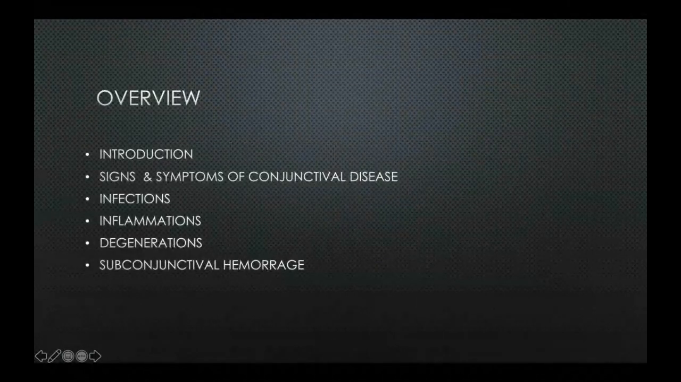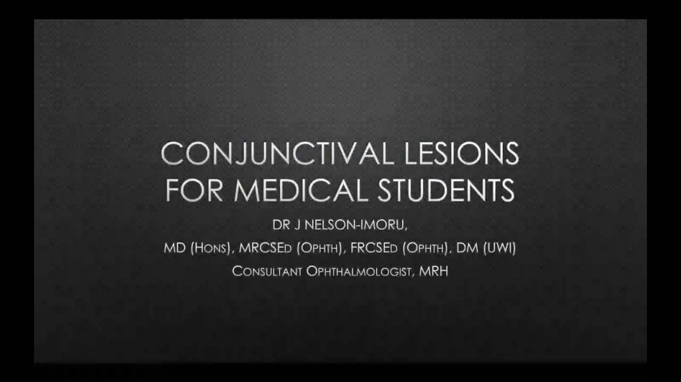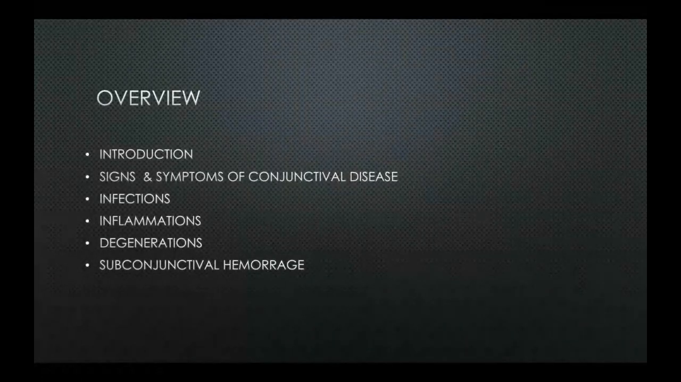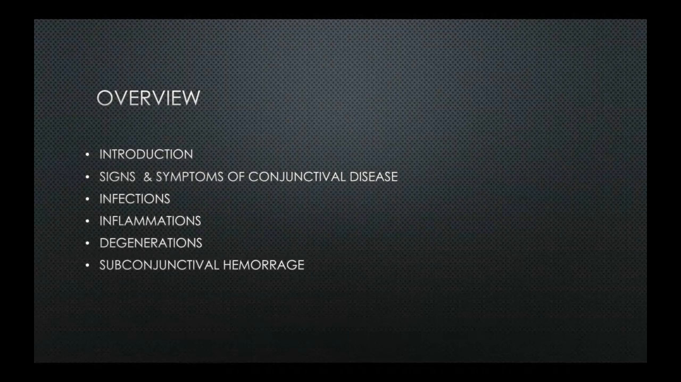So today we're gonna talk about conjunctival lesions that are important to you. Just a little introduction as to what exactly is the conjunctiva. And we're going to talk about the signs and symptoms that patients will exhibit when they present with conjunctival pathology. We're going to look at infections, inflammations, some degenerations that are of salient importance to you, and we're going to look at this term called subconjunctival hemorrhage.